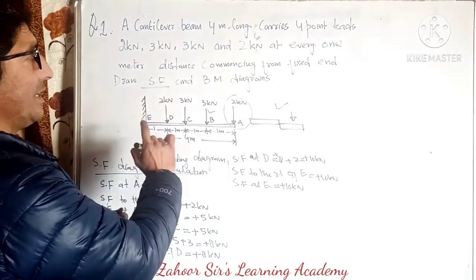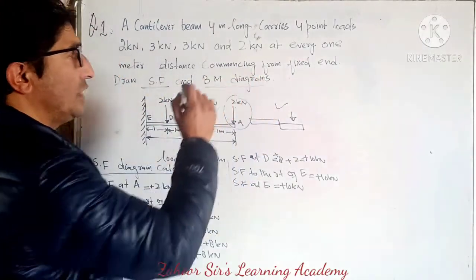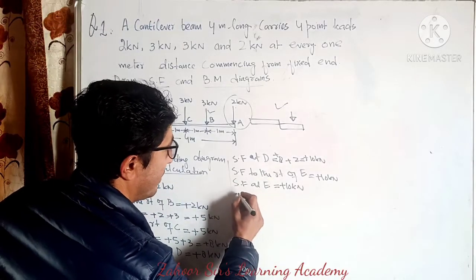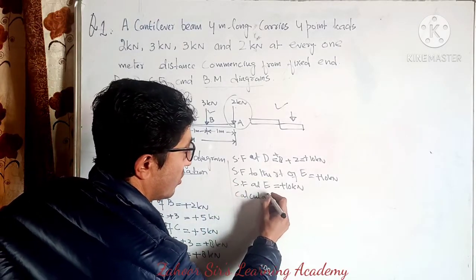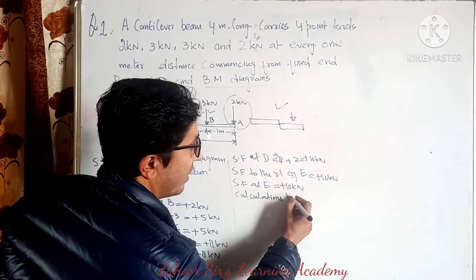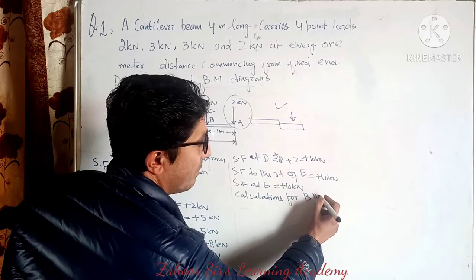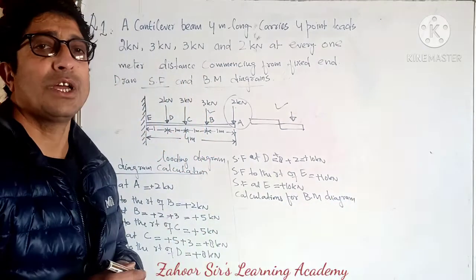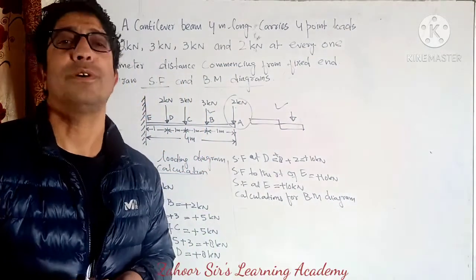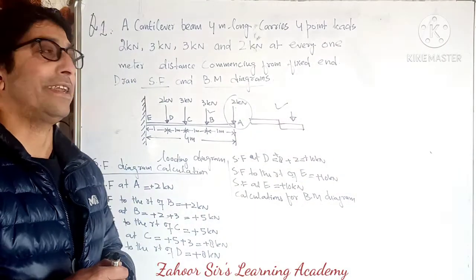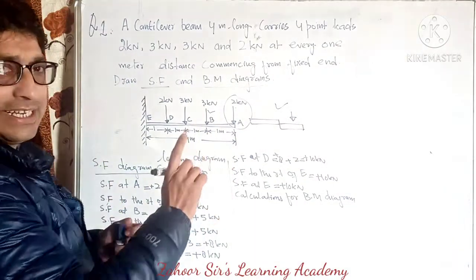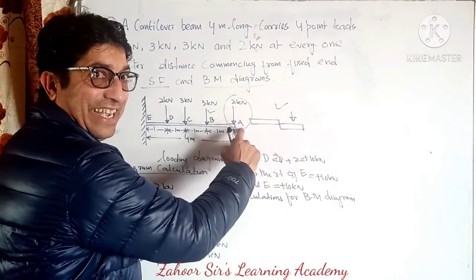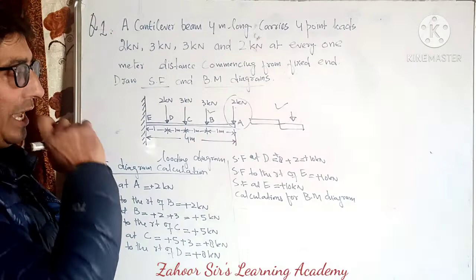Now the second thing, we need to do the calculations for the BM diagram. So I will write BM calculations for BM diagram. Now we'll do the same calculations, but this time it is for the bending moment diagram. Again, for the bending moment diagram, the calculation starts from the right end.